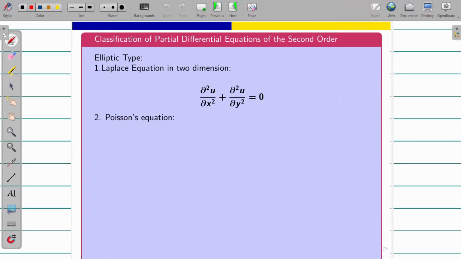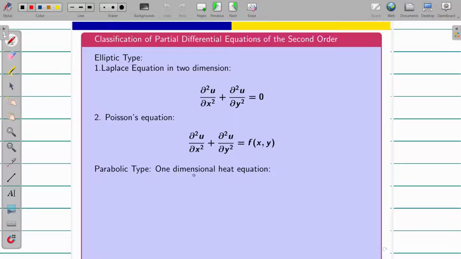Right. Second example, the Poisson equation. If a right hand side function is there in the same Laplace equation, it will be the Poisson equation, and this is elliptic type. I have given two more equations. In parabolic type, I will give one of the most repeatedly occurring equations. It will be the one-dimensional heat equation.